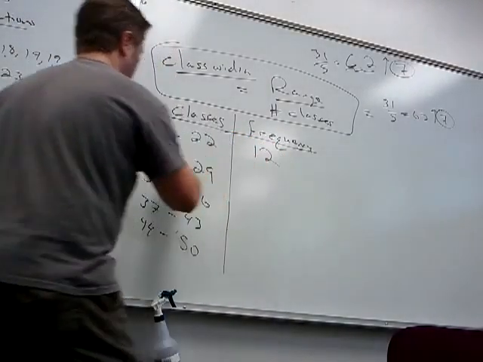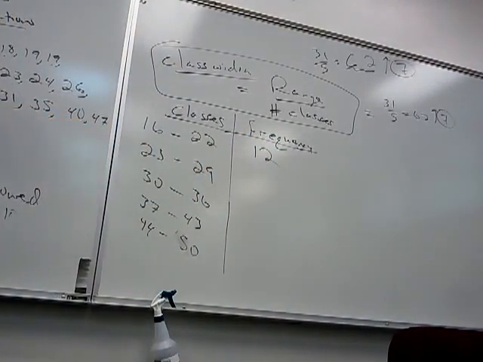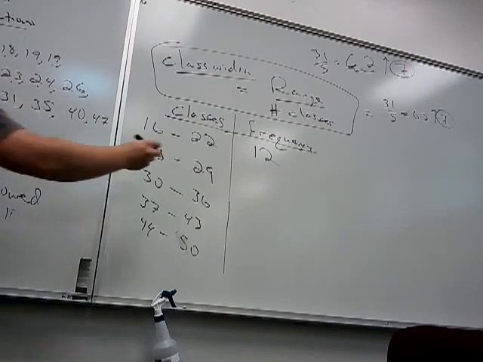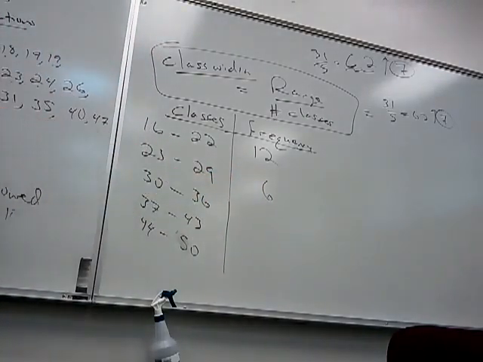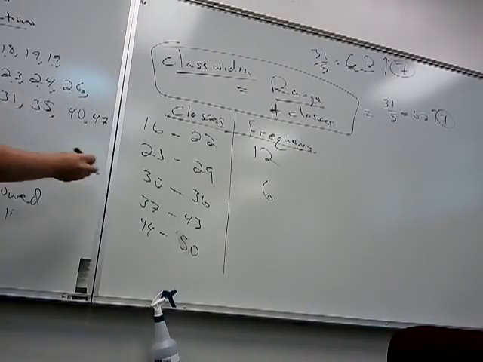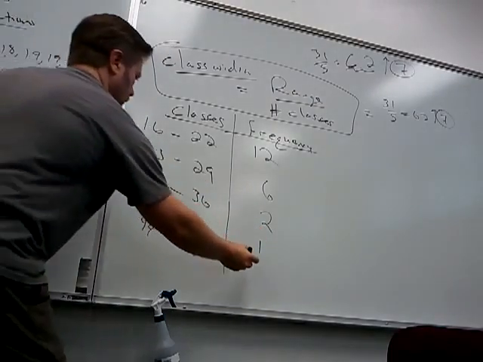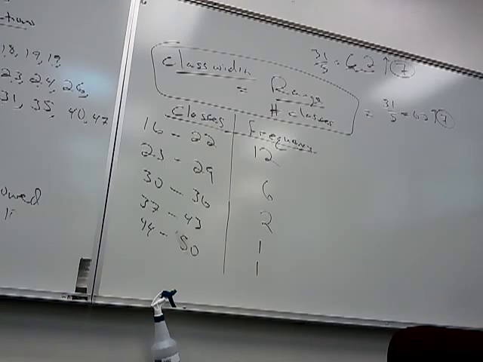So there's 12 there. How many 23 to 29? 1, 2, 3, 4, 5, 6. 30 to 36? 1, 2. 37 to 43? 1. 44 to 50? 1. And again, I kind of skewed it to be what I expect to happen. When we do ours, which is what I'm going to make you guys do next week, we'll do our histogram and see what it looks like for our ages in here.